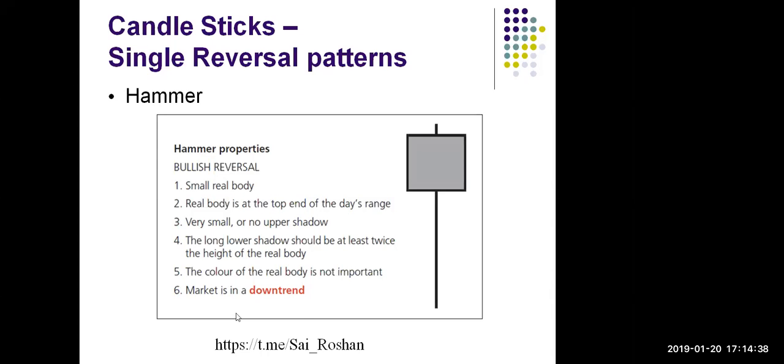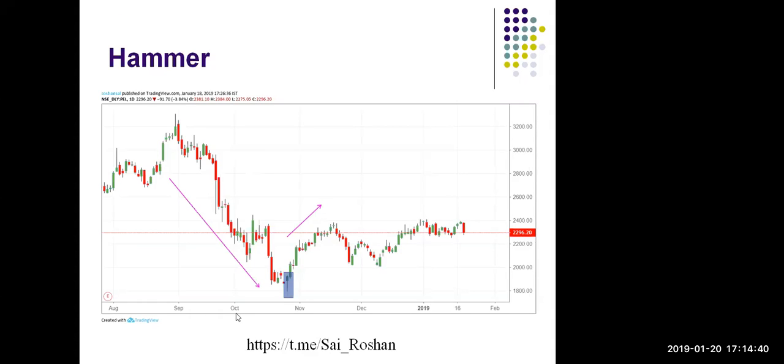This is very important if you find it when the market is in a downtrend. For example, now you can see this is a chart of Piramal Enterprises. Almost all the places I tried to put our own Indian stocks so that you can relate. You can see that it is in a downtrend, and at the end of the downtrend you can see a hammer. Can you all see a hammer there? And that signifies a reversal. As you can see, from the next day onwards, the prices have started moving up.